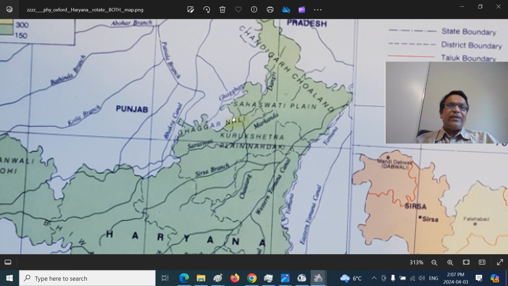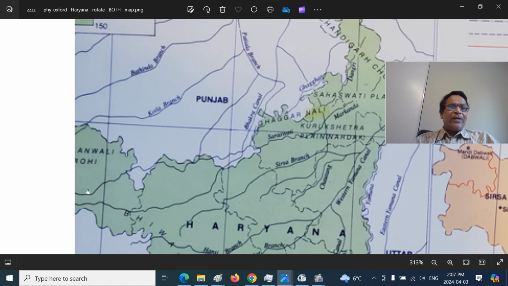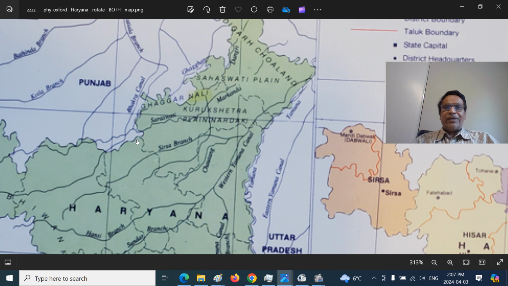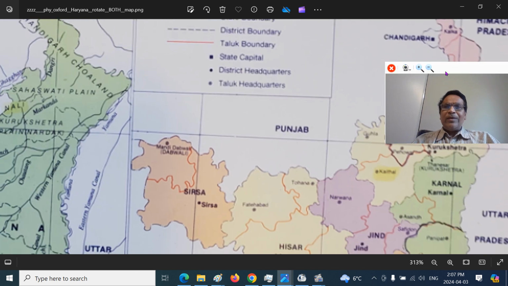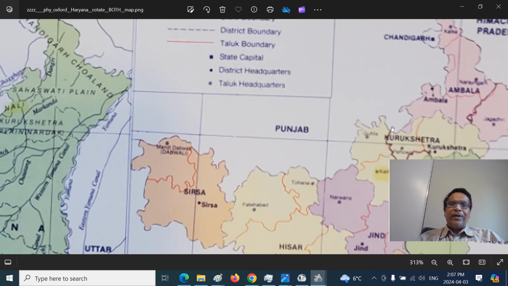Again, you can see this is the Ghaggar Nali. This is a little bit faded, but still you can get it. Ghaggar Nali. This is the Chandigarh Cholands, that is the sub-mountain region. And you can see the Sivaliks here, Saraswati plains, Ambala plains. This is the Kurukshetra plains. This is the Ghaggar River. This is the Kalanwali or Rohi region, Sirsa region. So these are the broader regions, Ambala, Guhla and Narwana, Tohana, Fatehabad, all these regions overlap.